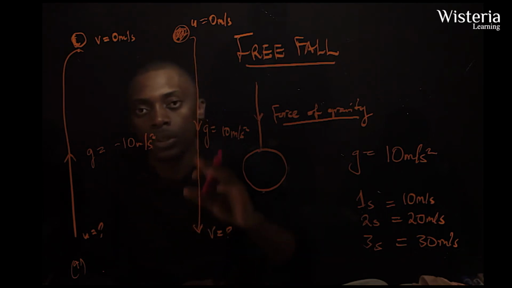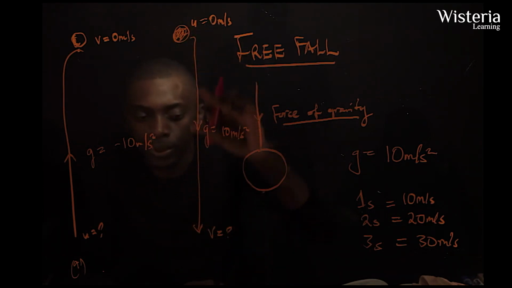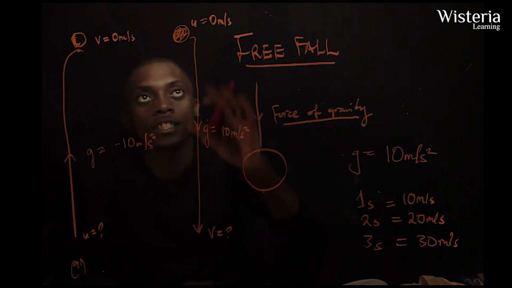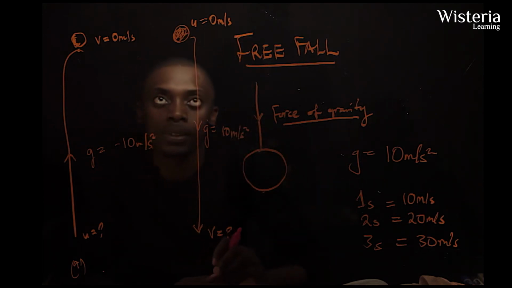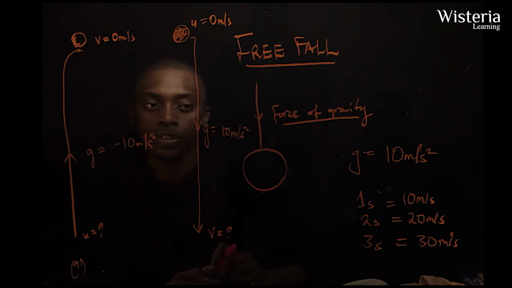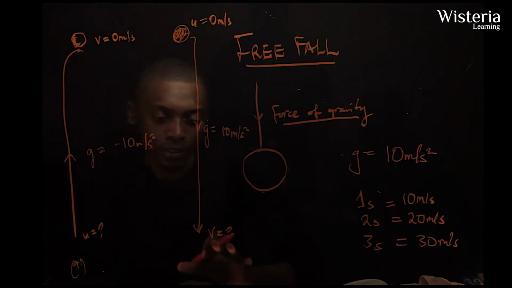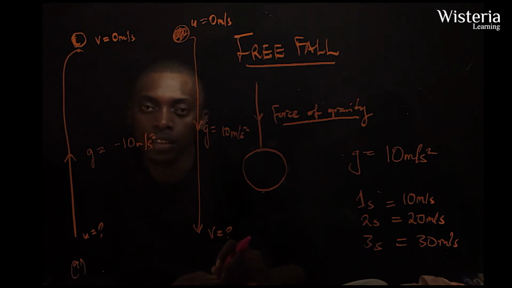And the other one is where an object is released to fall from a particular height: its initial velocity is 0 meters per second, and gravity is positive 10 meters per second squared. And then the final velocity is actually never known. So let us see with practical questions how we can calculate different physical quantities as an object falls through the air.